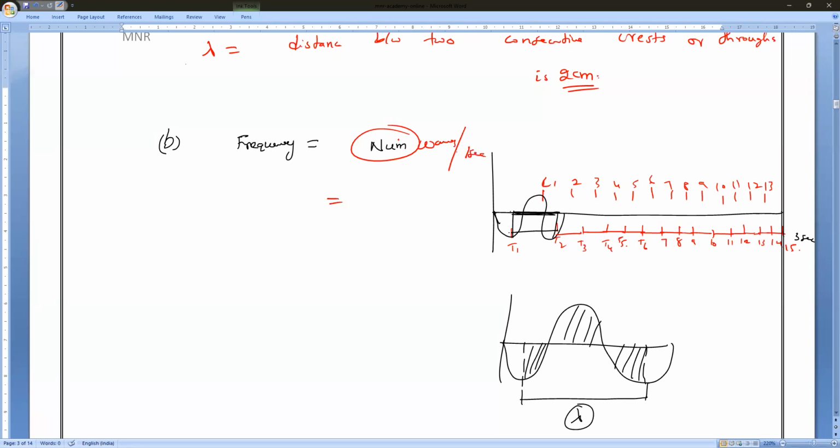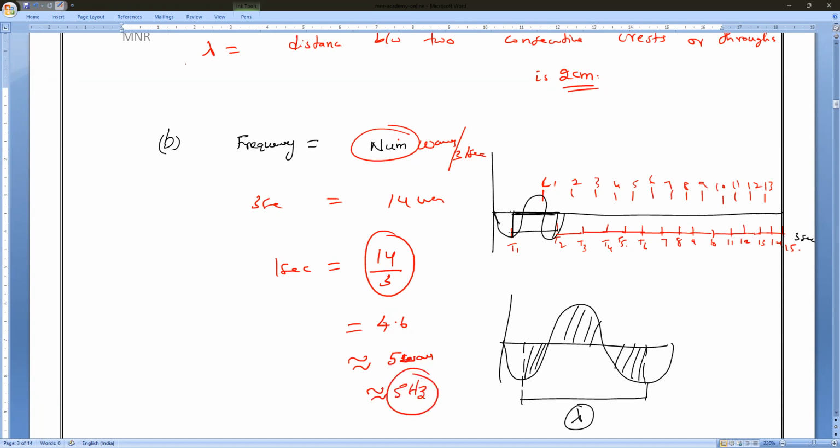Now here they have given 3 seconds. So 3 seconds is equal to 14 waves. So 1 second is equal to how much will come? 14 by 3 is 4.6, which is equal to 4.6 waves. So approximately, how many waves is it producing? 5 waves, which is equal to 5 hertz.